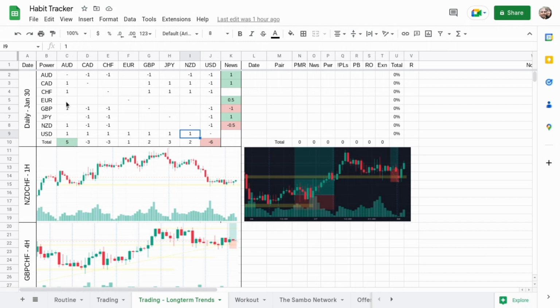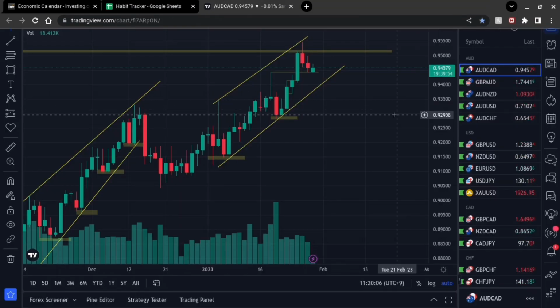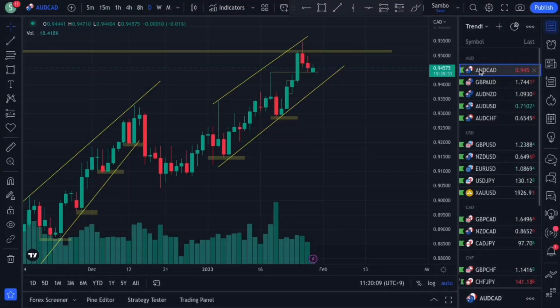And I look at the majority, right? The four out of seven that show where the power is at. I focus on those ones and I look at, okay, are there any trade setups there? Are there any pullbacks? So I start from the top, looking at Aussie CAD.